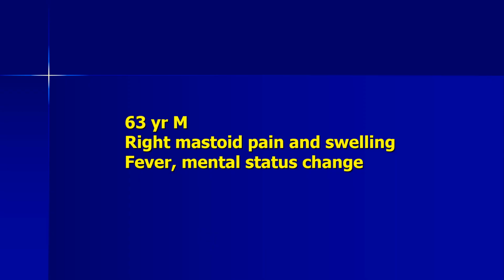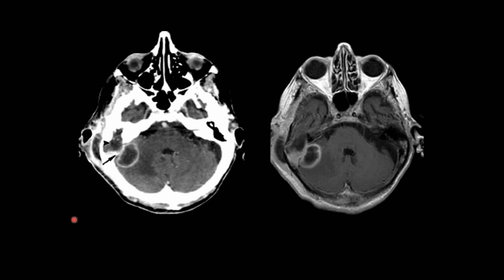Next clinical case is a 63-year-old male presented with right mastoid pain and swelling, fever, and mental status changes. So in this setting, we will be suspicious of some infection. So this will be a setting where we should utilize the intravenous contrast. And this patient had both CT and MRI imaging with intravenous contrast. These are the post-contrast axial CT and axial MRI images.